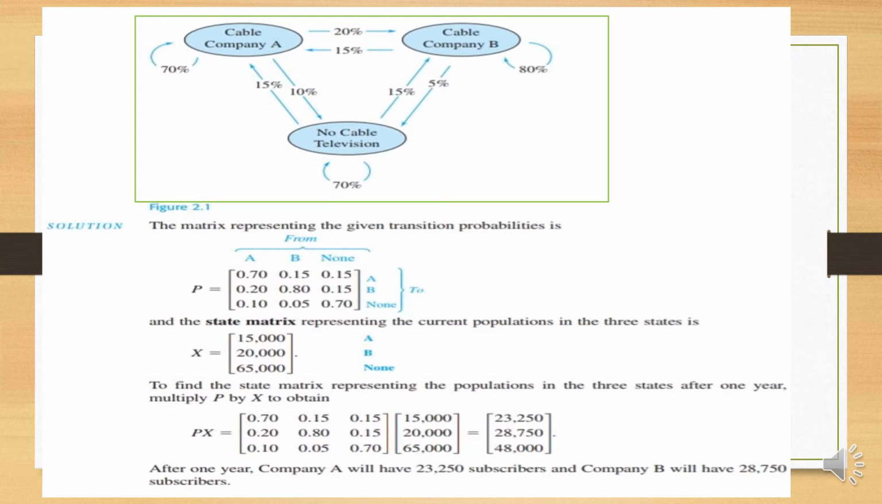Using that diagram, it is easy for us to prepare the transition matrix and also the state matrix as given. So from A, B, and no cable, we prepare a transition probability matrix, and then the state matrix X is 15,000 currently in A, 20,000 in B, and the remaining in no cable TV.